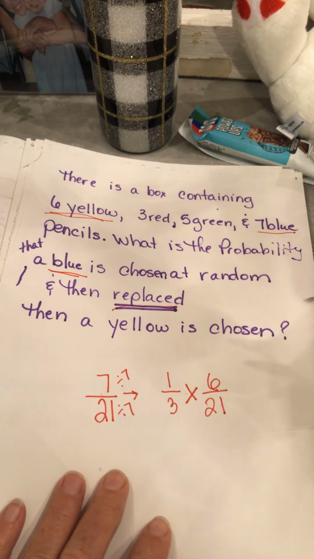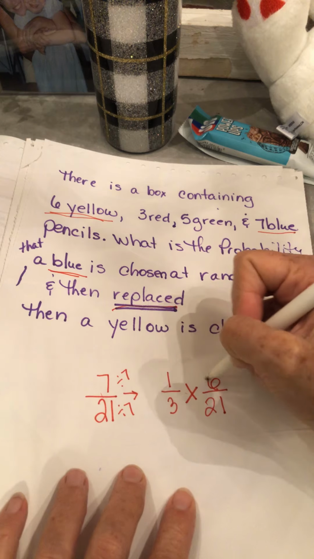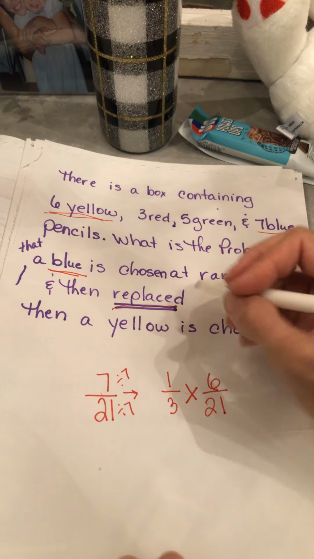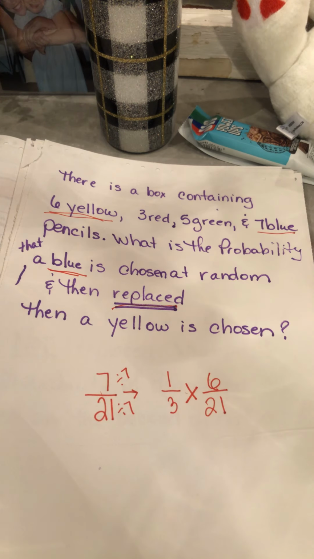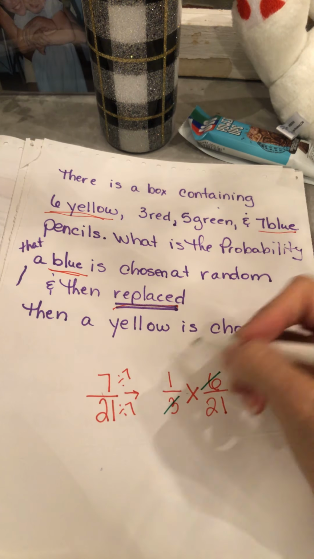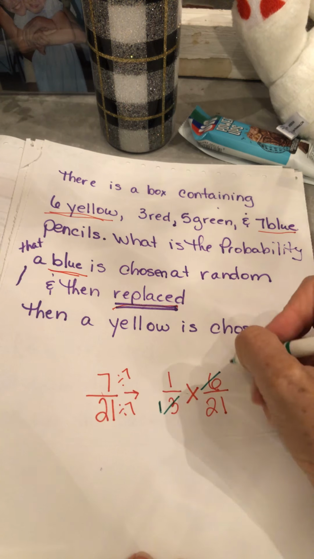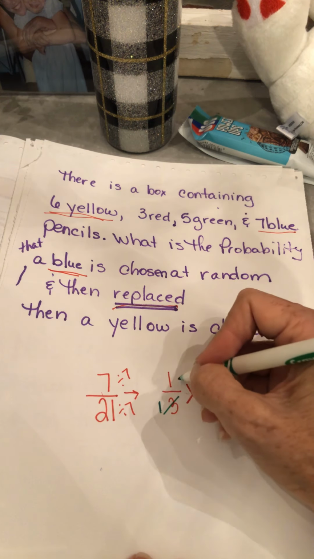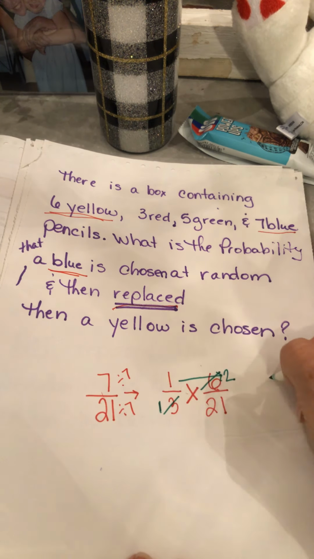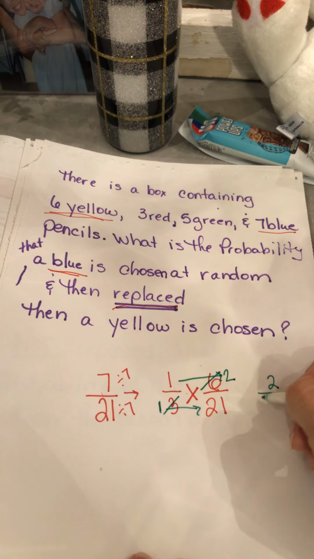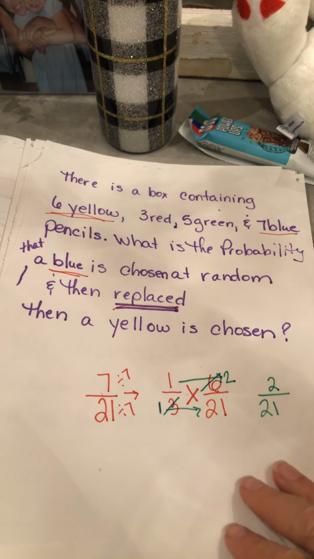So what do I do when this happens at the same time? I multiply. So I could multiply straight across, nothing wrong with that, and then reduce at the end. Or I could say to myself, wait a minute, I see that 3 and 6 both can be divided by the same number. So if I divide this by 3, I get 1. If I divide this by 3, I get 2. And then I multiply straight across. 1 times 2 is 2. 1 times 21 is 21.